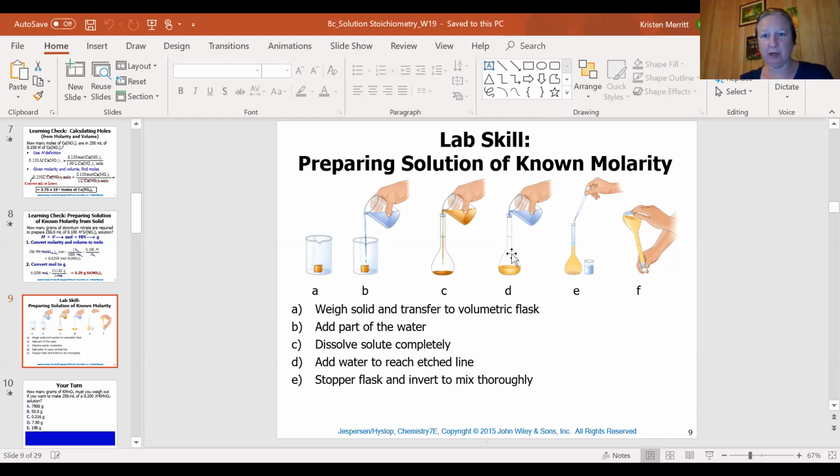Because it goes to the neck and goes right up there really fast. So if you ever use one of these, you put your volume in most of the way and then use an eyedropper or a pipetter to go to the last little bit, and then you upend to mix. So that's a volumetric flask, and it's a very, very precise measurement.